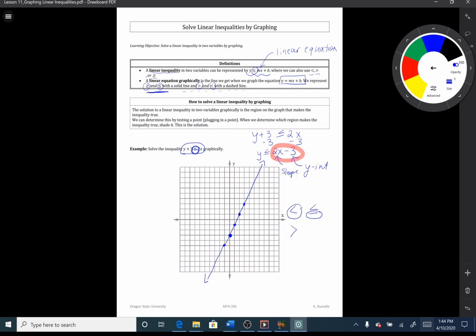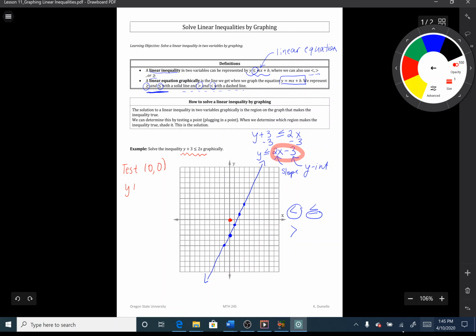So this is the line, but now I need to decide if I need to shade this region here or this region here. Which side of my line makes this inequality true? Well, I can pick any point on either side of the line, plug it into my original inequality, y plus 3 is less than or equal to 2x, to see if it is true. So let's pick an easy point, 0, 0. So I'm going to test the point 0, 0.